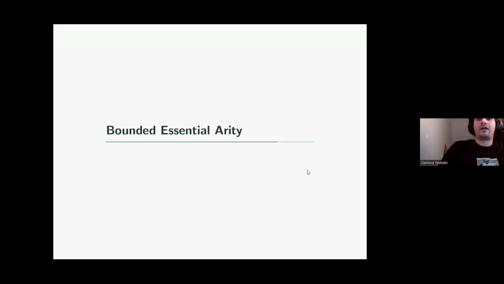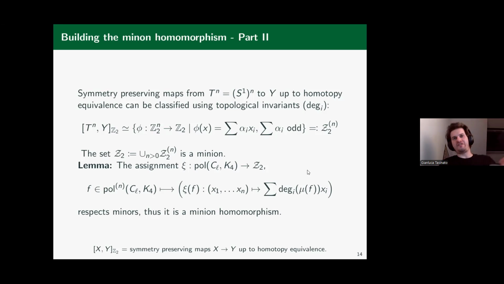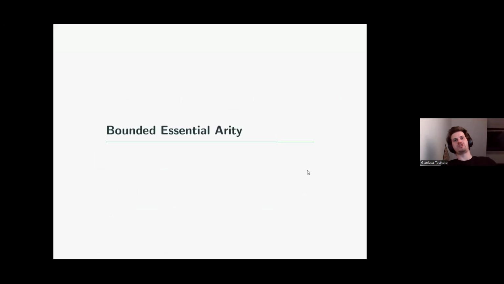This is not enough to get hardness, because we need to show that such a minion, the minion Z2, itself does not have bounded essentiality. It has maps with arbitrarily high arity, essentiality. But what we will show is that the image that we obtain here actually still has bounded essentiality, and that's how we will get hardness.